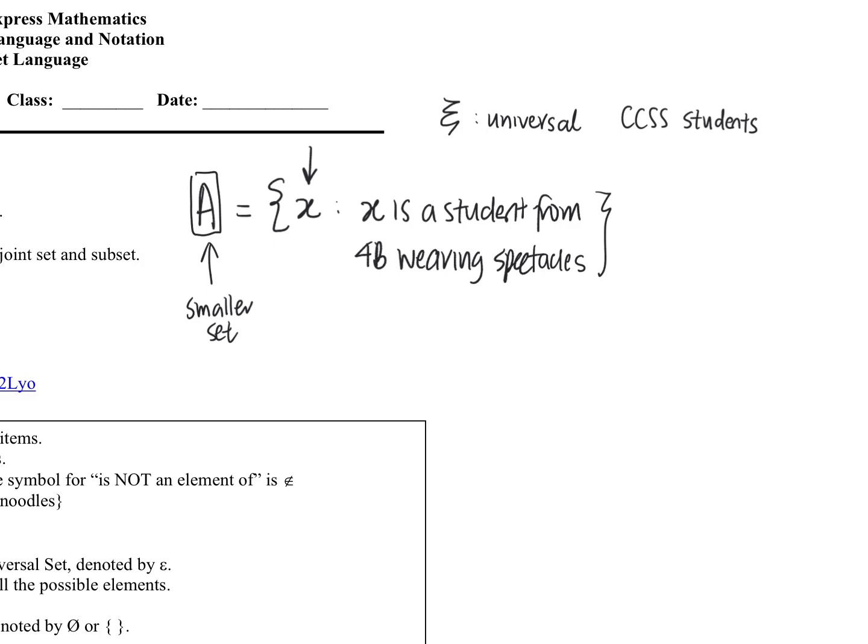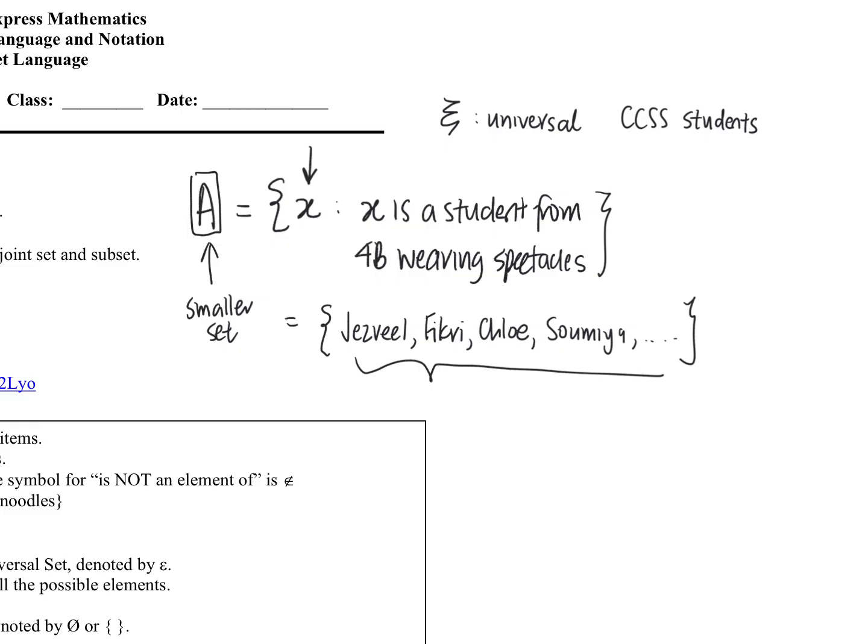A smaller set with people that come from 4B plus wearing spectacles. So that means in this set, I will have Jezreel. Okay, I will have Fikri. I will have Chloe. I will have Salmia. Right? So there is a definite number of elements inside the set. So this is a definite set.